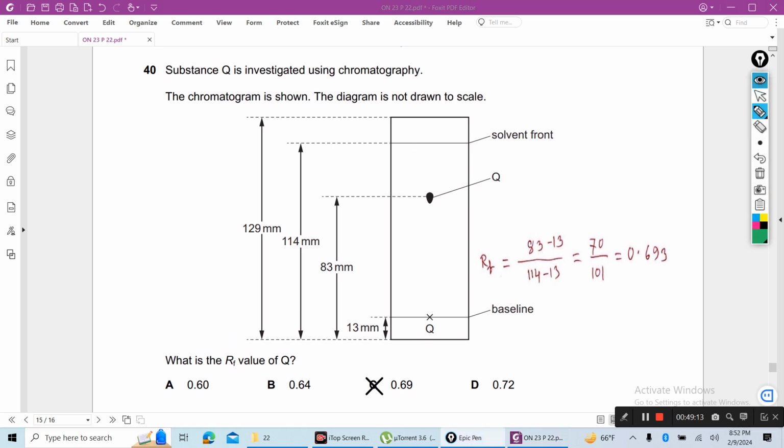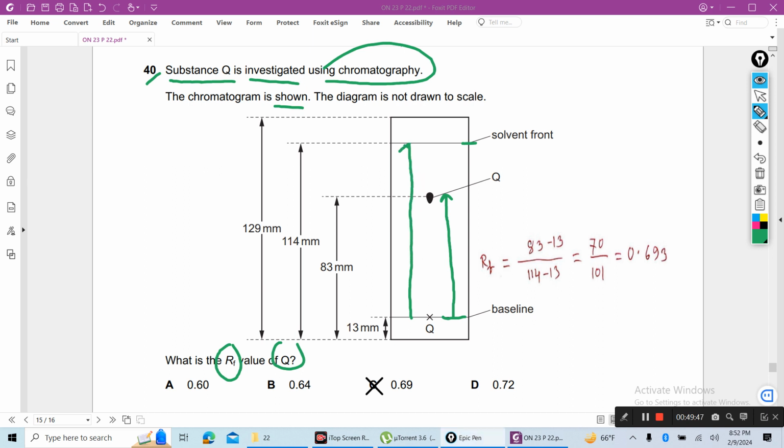So next, this is from chromatography. Substance Q is investigated using chromatography. The chromatogram is shown, the diagram is not drawn to scale. Okay, what is the RF value of Q? The RF value is the distance from the baseline to Q, divided by the distance from the baseline to the solvent front.